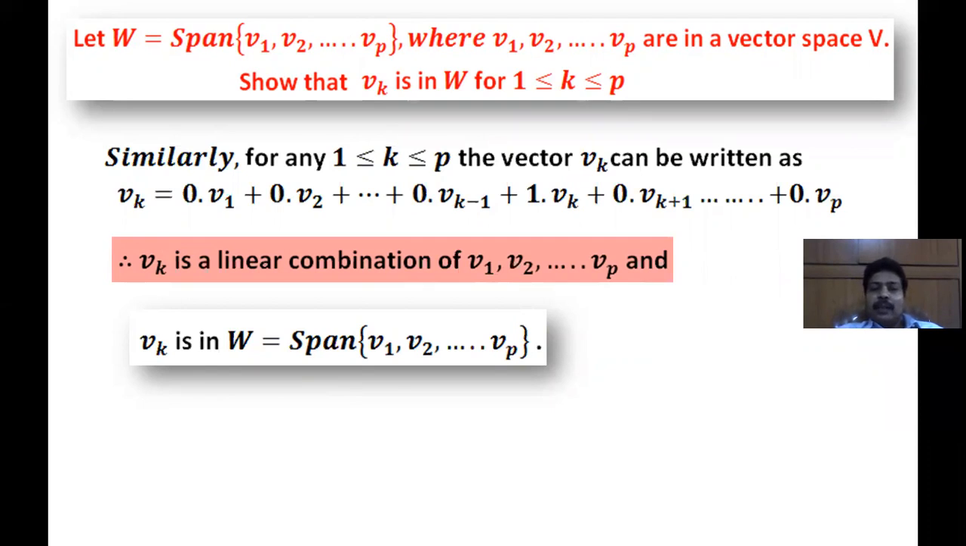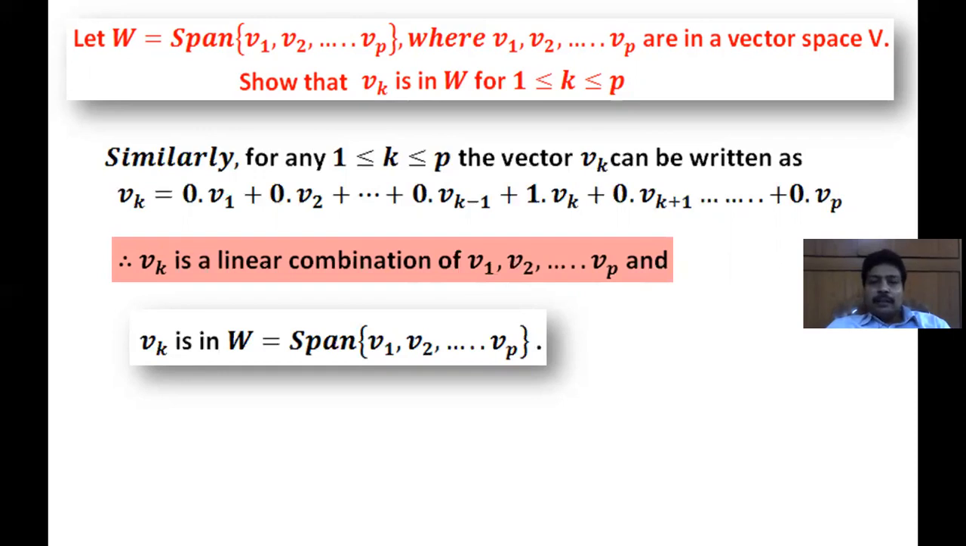So for any k with 1 less than or equal to k less than or equal to p, the vector vk can be written as vk is equal to 0 v1 plus 0 v2 and so on, 0 vk minus 1 plus 1 vk plus 0 vk plus 1 and so on, 0 vp. So all the scalars are chosen as 0 except for that vector itself, whose scalar is taken as 1. So each vector in this set can be represented in the same manner. So each vector is a linear combination of the other vectors.